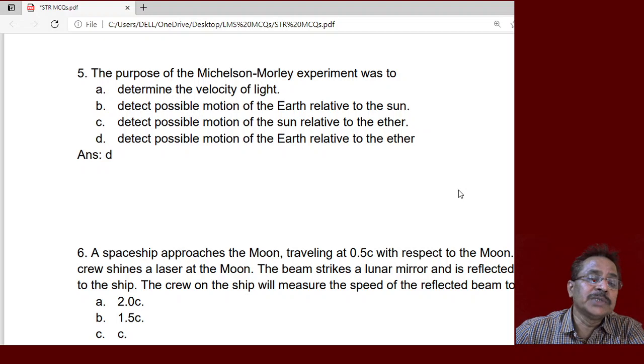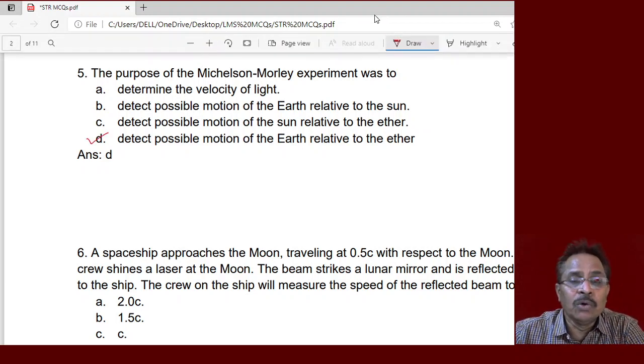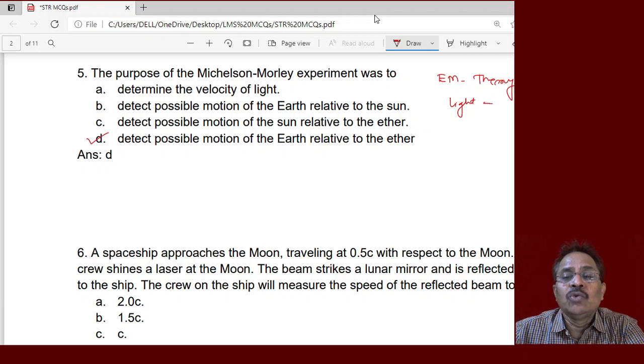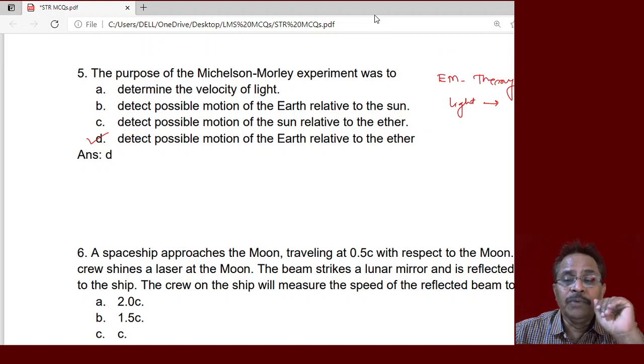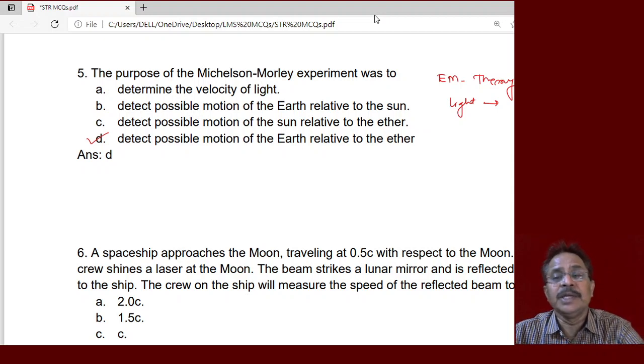The correct option in this case is D, because according to Maxwell's electromagnetic theory, light requires a medium for its transfer of energy in the form of electromagnetic waves. We require a hypothetical medium, which is called ether. It was thought in this theory that ether is present everywhere in the universe, at all locations, and light radiations require this hypothetical medium to travel from one location to another. This ether concept came from classical physics.